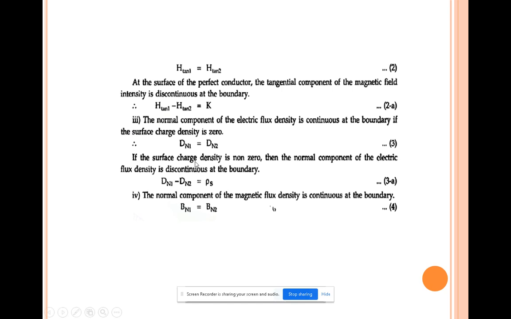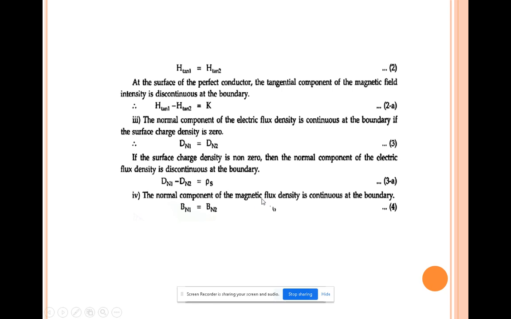இல்ல இப்ப surface charge density value is non zero, என்னவாகும்? Electric flux density வந்து discontinuous ஆ இருக்கும் boundary யில. அப்ப DN1 minus DN2 equal to rho s. ஜீரோவா இருக்காது. So you are going to have some value, that is rho s.